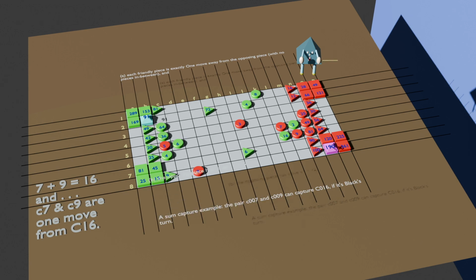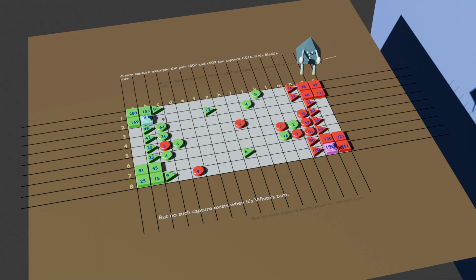A sum capture example. The black circles C7 and C9 can capture the white circle C16 if it's black's turn, but no such capture exists when it's white's turn.